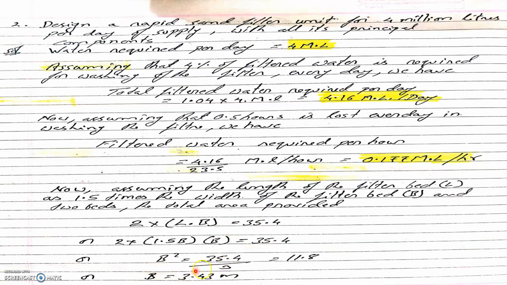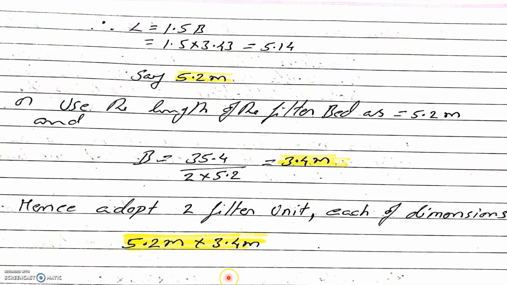Calculated here the breadth. Next, you need to calculate the length. Therefore, length L equals 1.5 times B. So 1.5 into 3.43, which has been previously calculated, we'll get 5.14. So we can round up to around 5.2.